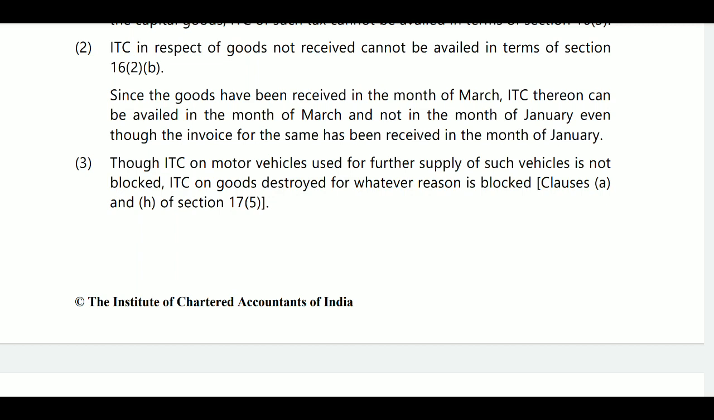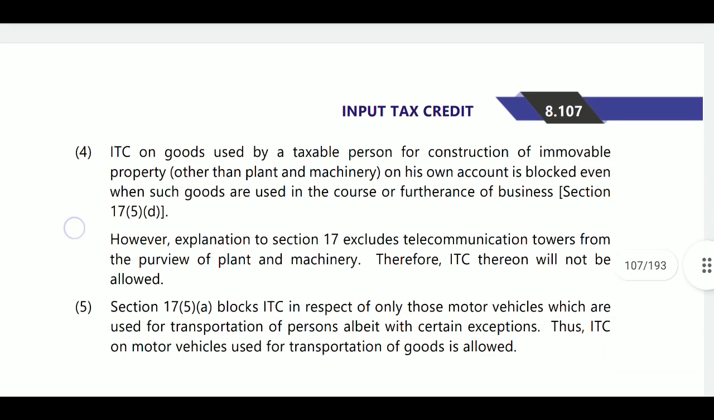However, the explanation to section 17 excludes telecommunication towers from the purview of plant and machinery. So telecommunication towers were excluded from plant and machinery, so ITC will not be allowed.